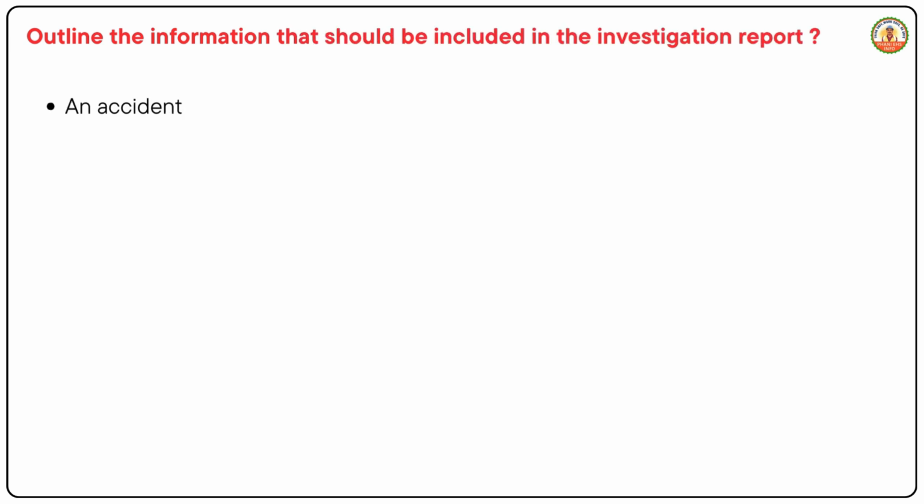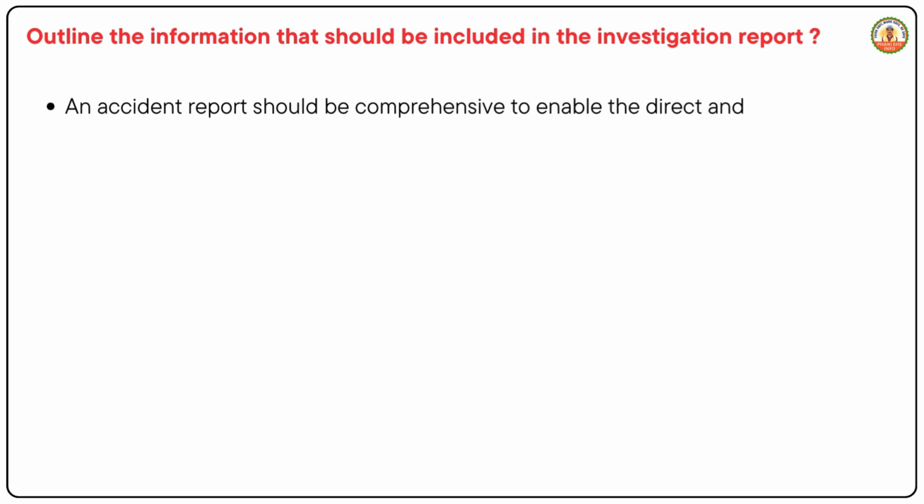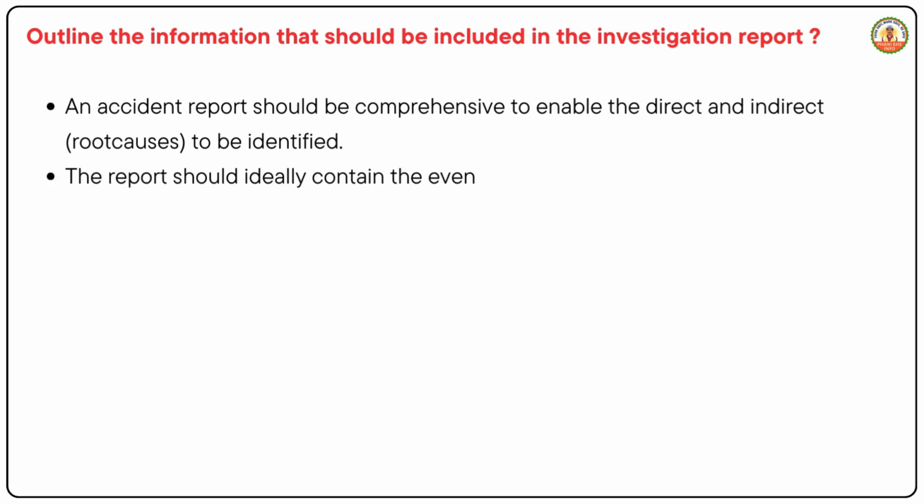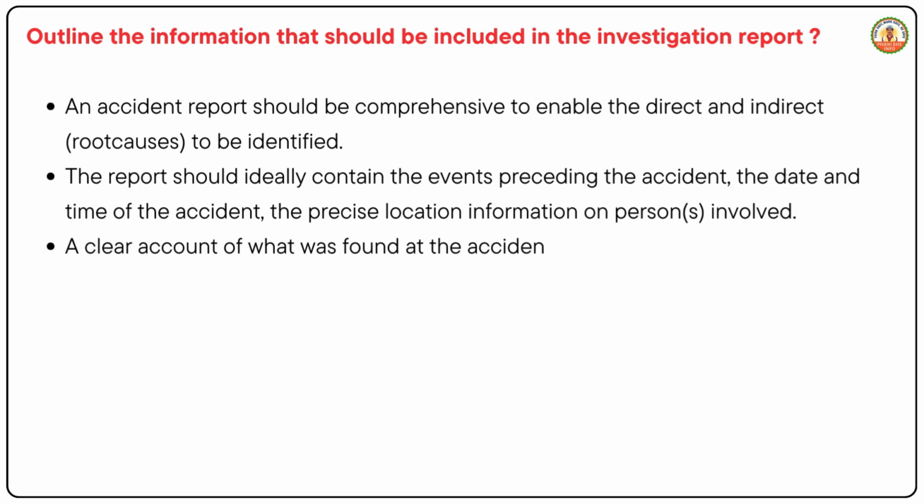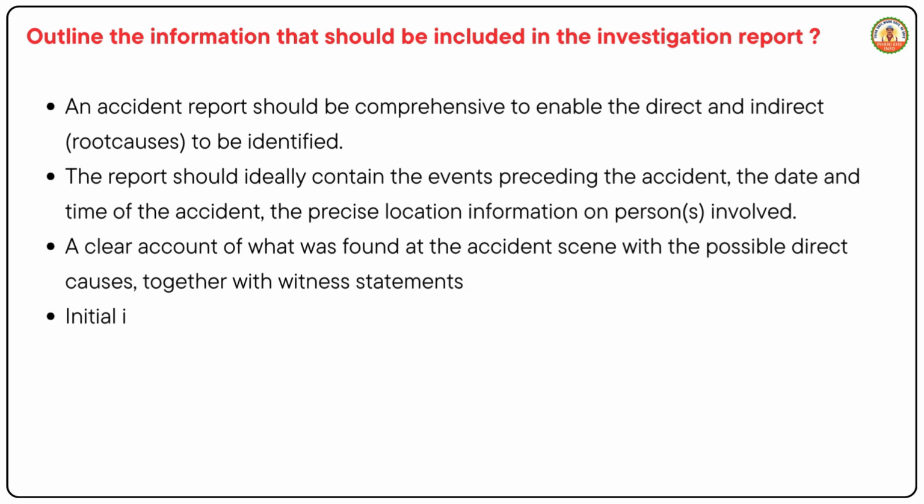An accident report should be comprehensive to enable the direct and indirect root causes to be identified. The report should ideally contain the events preceding the accident, the date and time of the accident, the precise location, information on persons involved, a clear account of what was found at the accident scene with the possible direct causes, together with witness statements. Initial injuries of persons.